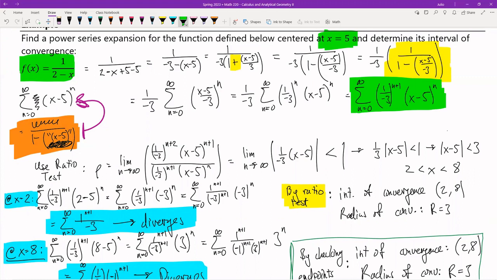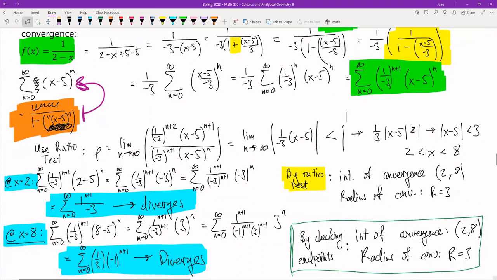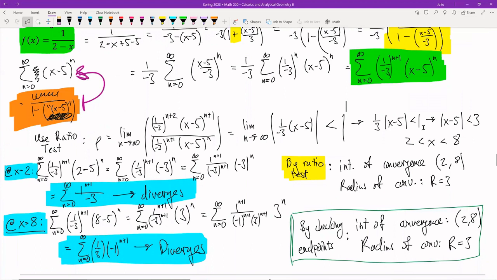The next question is for what x values does that power series converge to my original function, 1 over 2 minus x? That's what all of this work down here is for. We had to use the ratio test to determine when it converged, and then I needed to double check my endpoints to see if it actually converges at my endpoints as well. It didn't converge at either one, so the information from my ratio test held water. That's going to be my interval of convergence and my radius of convergence.